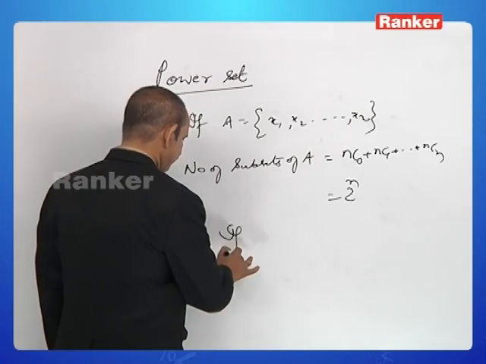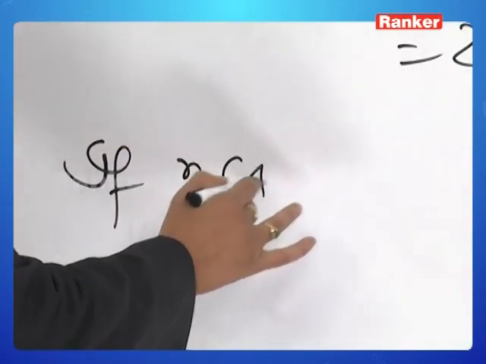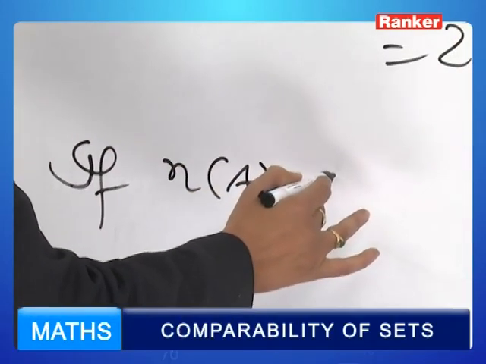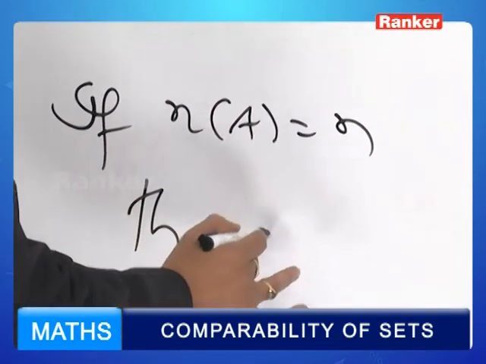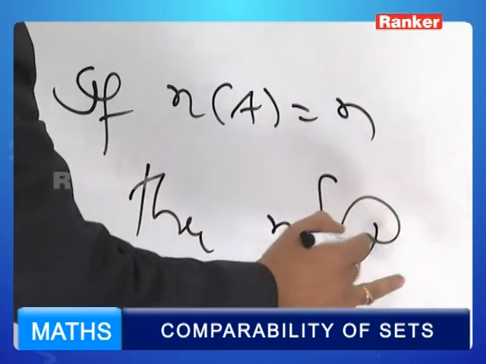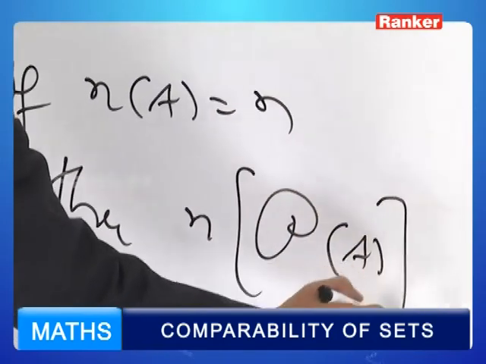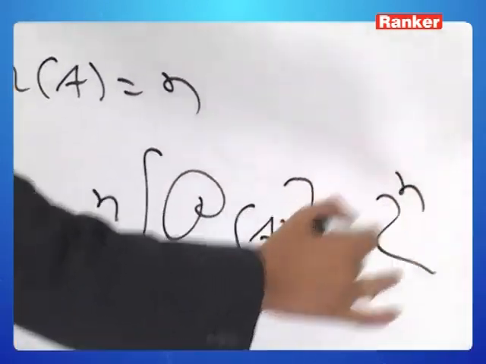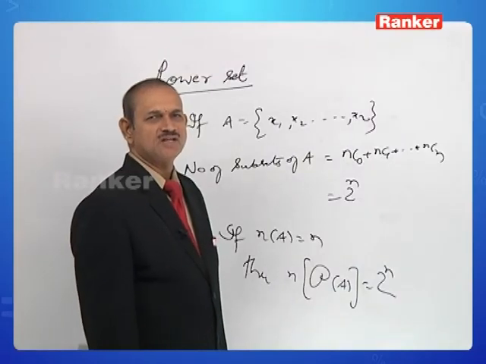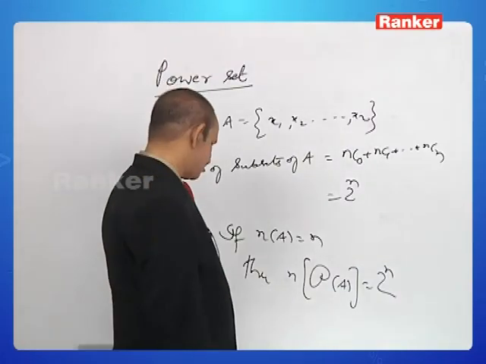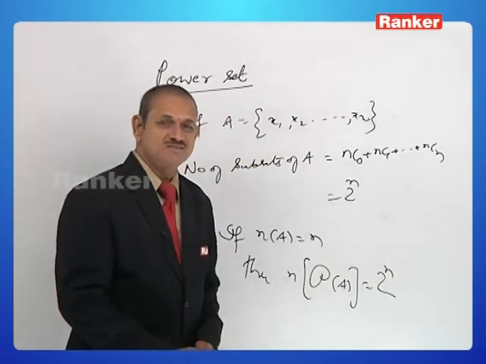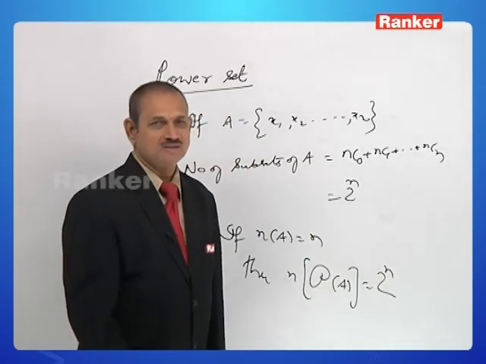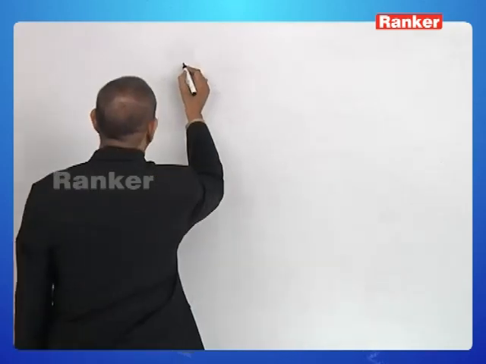If n(A) is equal to n, then n(P(A)) is 2 power n. n(P(A)) is 2 to the power of n. That's good. There are some more points to be discussed with this. The number of subsets we shall now discuss.